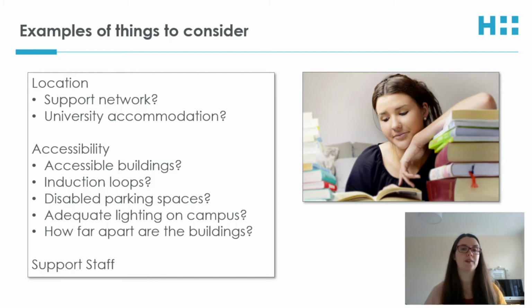In terms of accessibility, there are a lot of things to consider depending on what your condition is. So you might want to have a look at how accessible the buildings are, whether they have induction loops, whether they have disabled parking spaces, and how close they are to where you're studying. Do they have adequate lighting on campus? How far apart are the buildings? All those kind of questions, and the chances are you'll know your condition and you'll know how you need to manage it. So don't be afraid to approach each university that you apply to and ask them all the questions that you need to ask. They're more than willing to help.